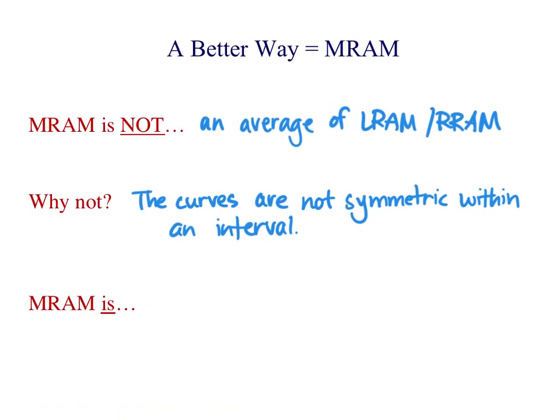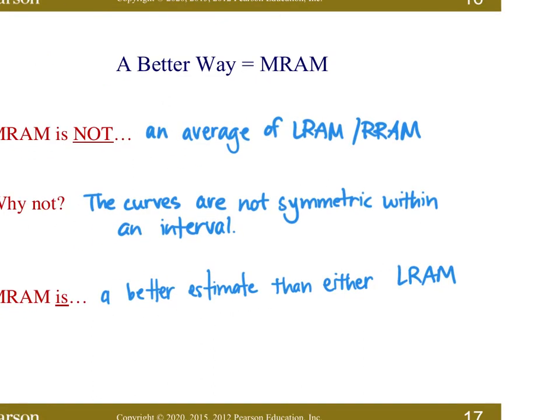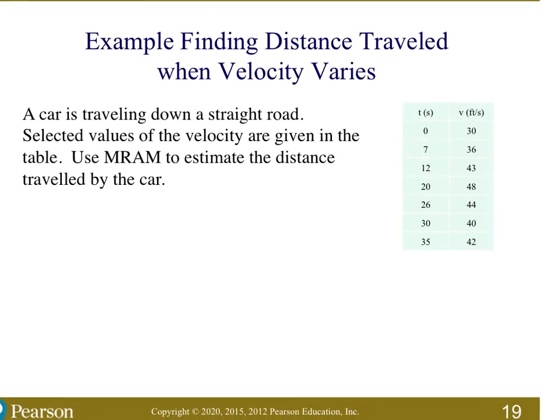Okay, so MRAM is not an average. MRAM is a better estimate than any of the ones we've done so far. It's a better estimate than either LRAM or RRAM, or even the average of the two. All right, it works on velocity as well.